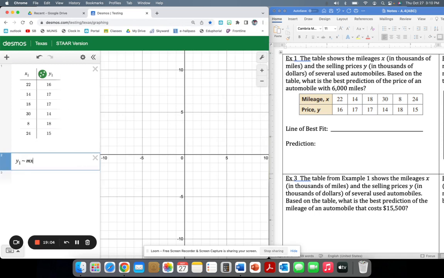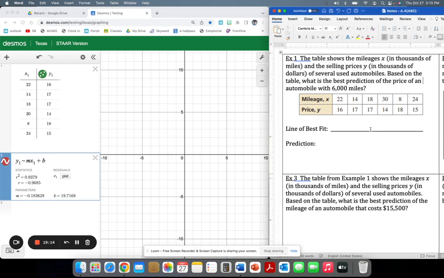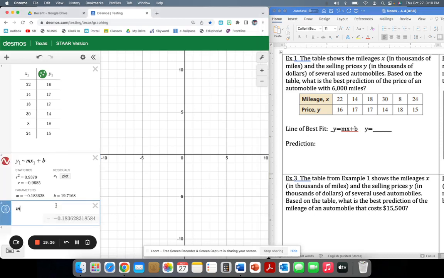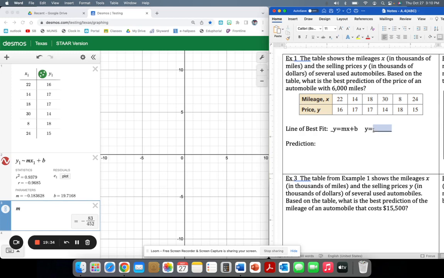Y1 curly mx1 plus b. I have everything that I need over here. I don't need the relationship over here, the R value, so it's okay. I need the line of best fit. My line of best fit is y equals mx plus b, which is y equals, I'm going to round off those numbers. M is negative 83 over 452.